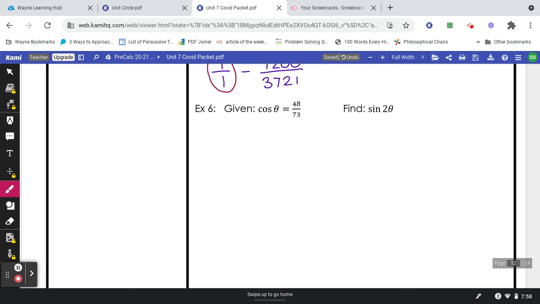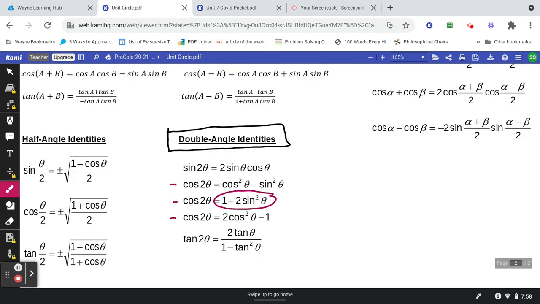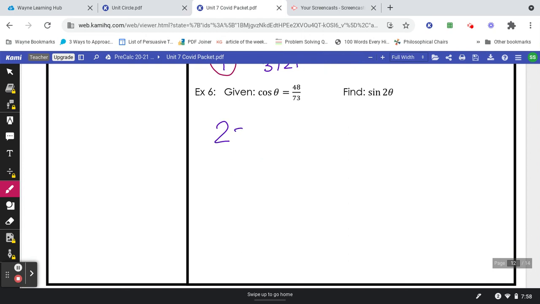All right, last one. Example number 6. Find sine of 2 theta. Sine of 2 theta, notice again, only has one option. So we must use that equation. We'll write down what's after the equal sign. 2 sine theta, cosine theta.